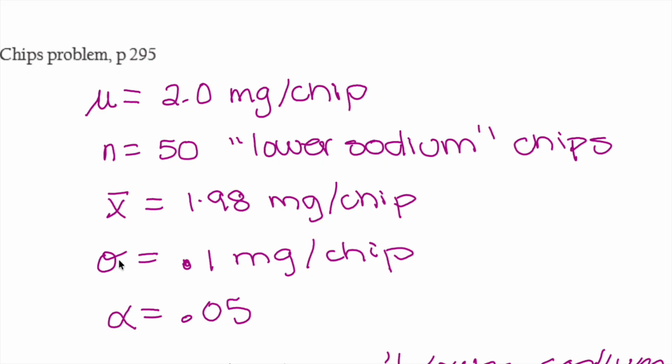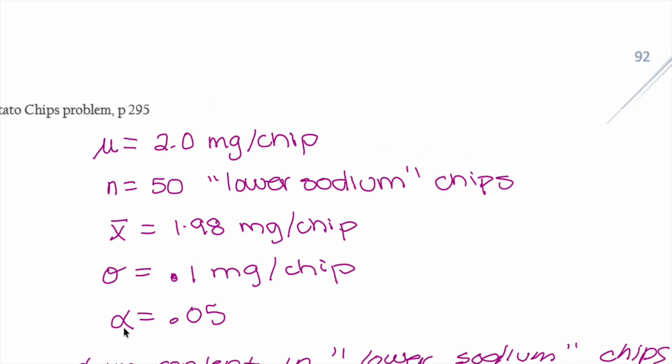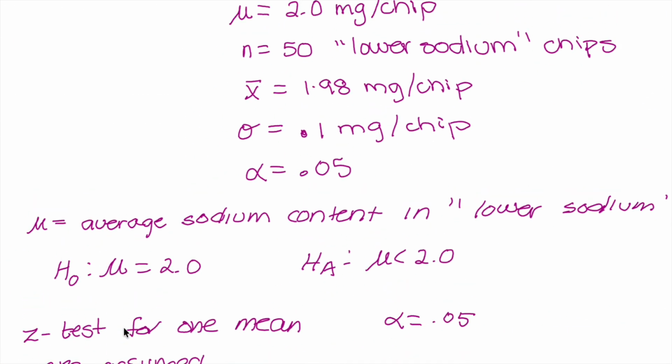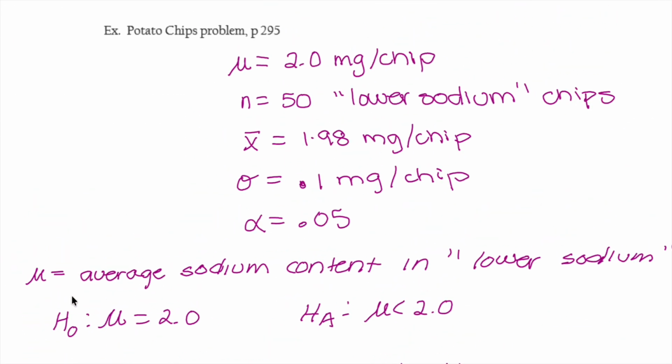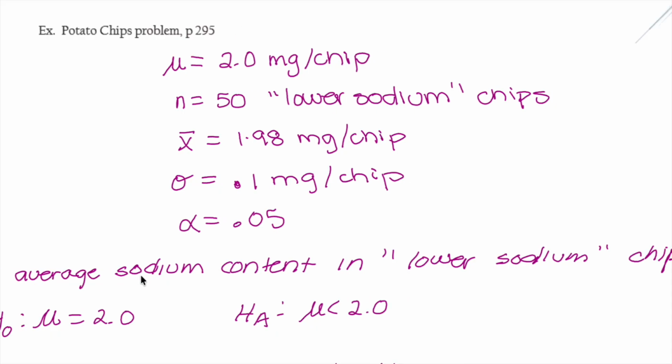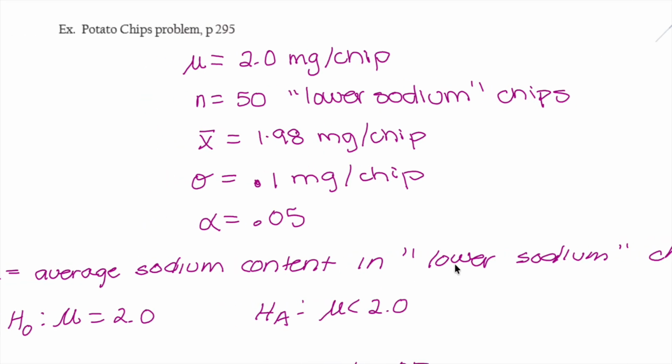This is the lower sodium chips, and the sample mean is 1.98 mg per chip. The standard deviation is 0.1 mg per chip. The alpha is 0.05, and we can also say this is the significance level. They are interchangeable terms. So what's our population mean? Well, it's the average sodium content in lower sodium chips.